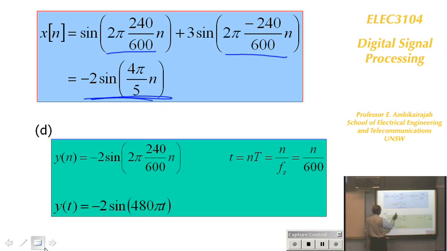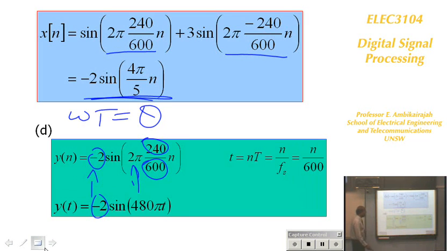And if you want to look at what you would get, this is equal to 240 over 600, right? And if you convert that into time, you will get this as 480 pi t, and you know how to go from here to here. These are unaffected. Only this part is affected. So you just work it out using omega t equals theta. And using that principle, you can work out that this will be 480.